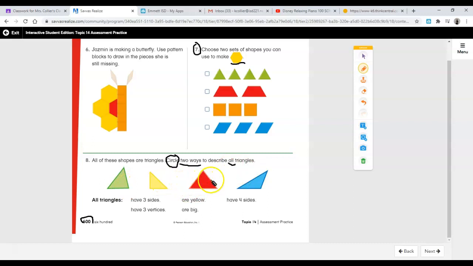So these are all of the triangles down here. So the statement says all triangles. So which 2 statements down here can describe all of these triangles? So our statements say all triangles have 3 sides. All triangles have 3 vertices. All triangles are yellow. All triangles are big. And all triangles have 4 sides. So which 2 statements, it wants you to circle, describe all of these triangles?